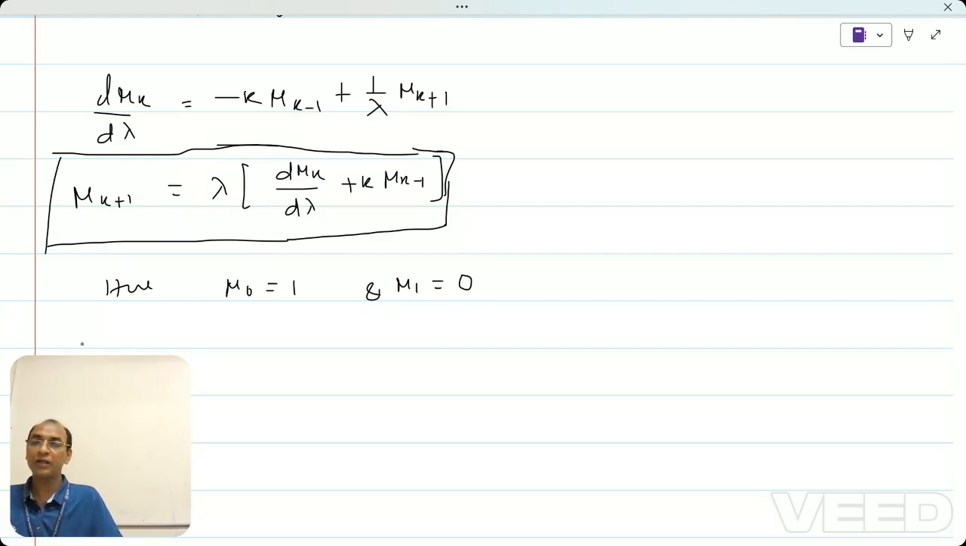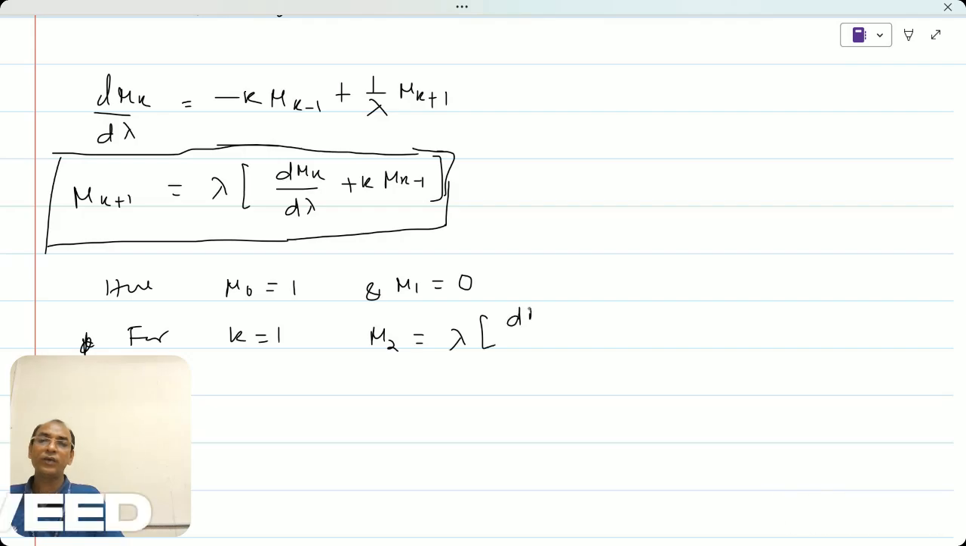Now for k equal to 1, I will have mu 2. Mu 2 will be nothing but lambda into d mu 1 divided by d lambda plus 1 into mu 0. But mu 1 is 0, so its derivative with respect to lambda is 0. Mu 0 is 1, so it is 1. If you simplify it, we will get mu 2 equal to lambda. This is called the second moment.